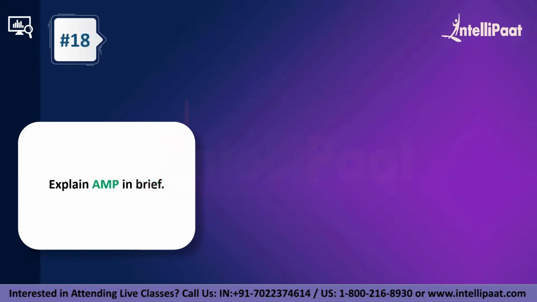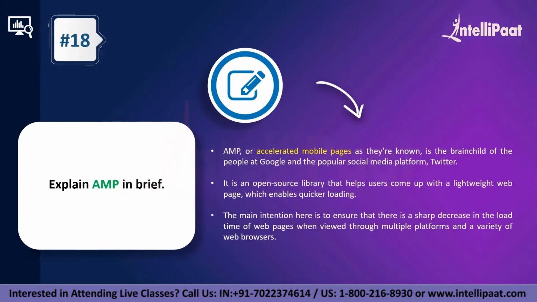So coming to question number 18, it says explain AMP in brief. See, AMP is actually a short form. It's an abbreviation for what we call Accelerated Mobile Pages. How AMP came about is that it was actually a brainchild of the people at Google and another very important social media platform, Twitter. AMP is actually an open source library. What it does is that it helps users come up with a very simple web page without having to put much effort into it.